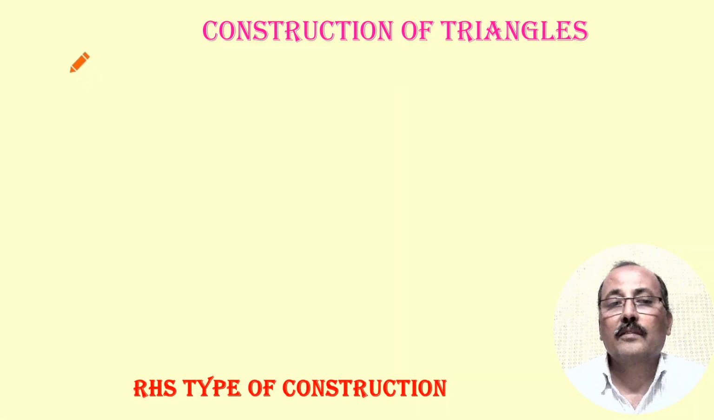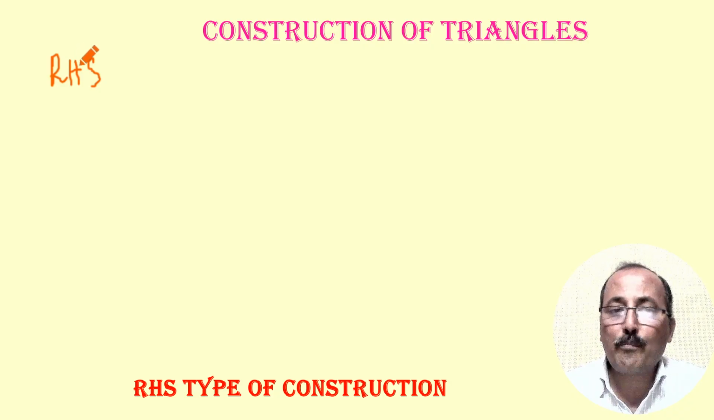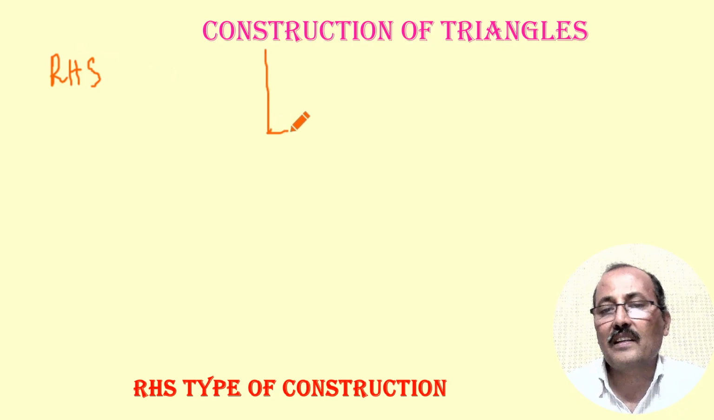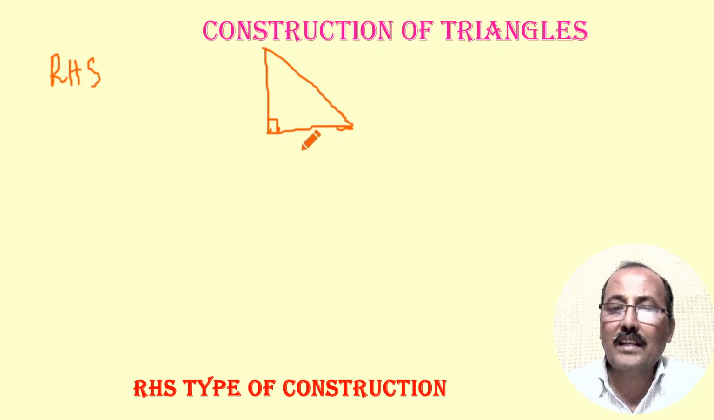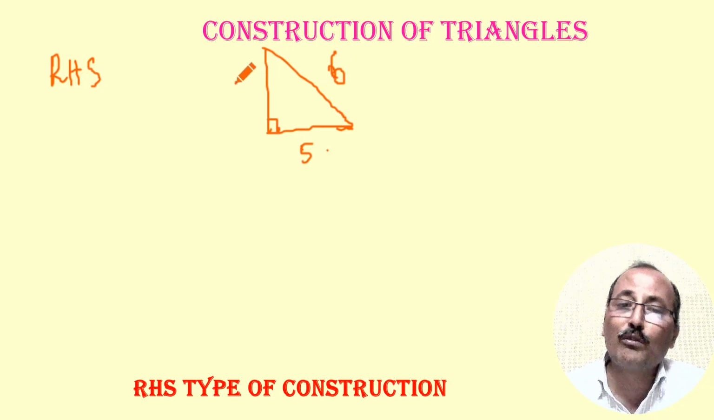Okay, children. Next topic is RHS congruence. RHS, what is that? Right angle, hypotenuse and side. What does it mean then? They will give you a right angle triangle to construct, with one angle 90 degree, and one side 5 centimeter, another side we don't know. Right angle, hypotenuse will be given, 6 centimeter, the third side we don't know.